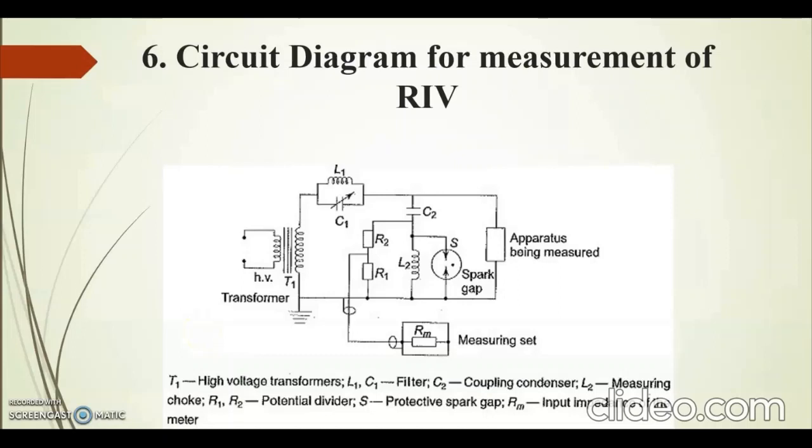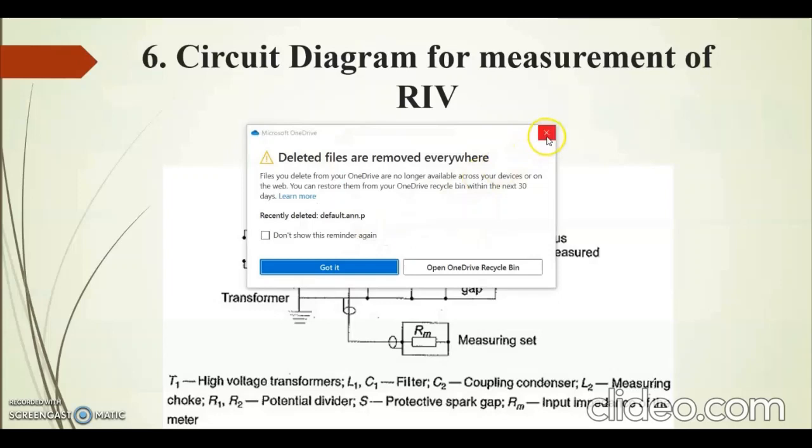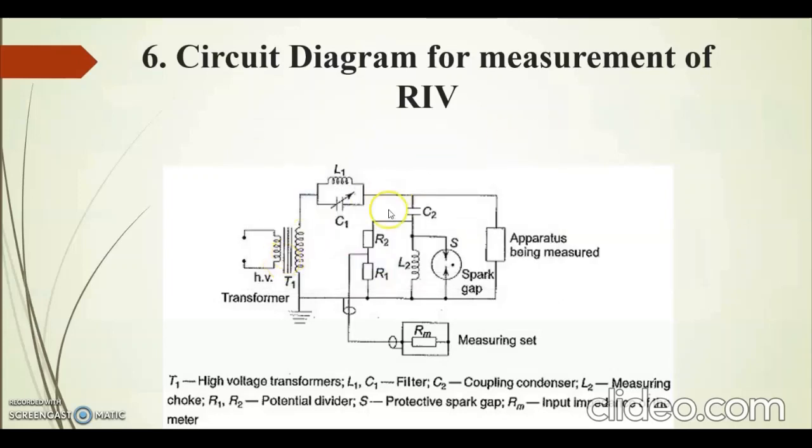So, as Jayesh and Girish have already explained the importance of radio interference measurement and reasons for noise voltage production, such as corona or partial discharge, or pollution on the insulation surface, and all such reasons, I will tell you how we can measure this radio interference voltage. As you can see on the screen, there is a circuit diagram for measurement of RIV, that is radio interference voltage.